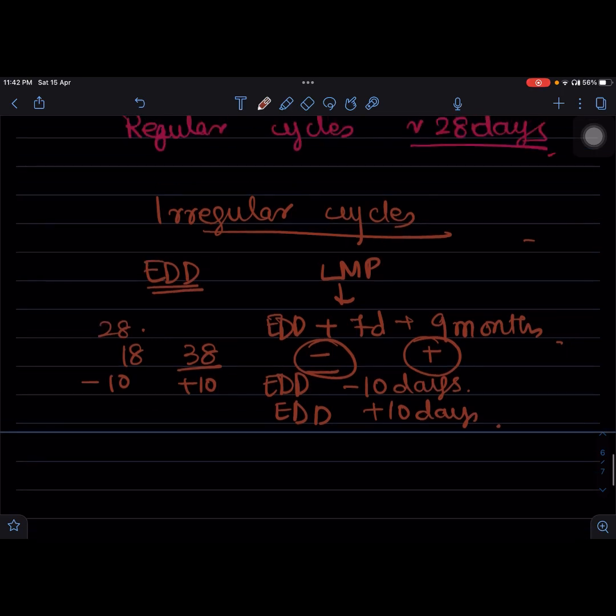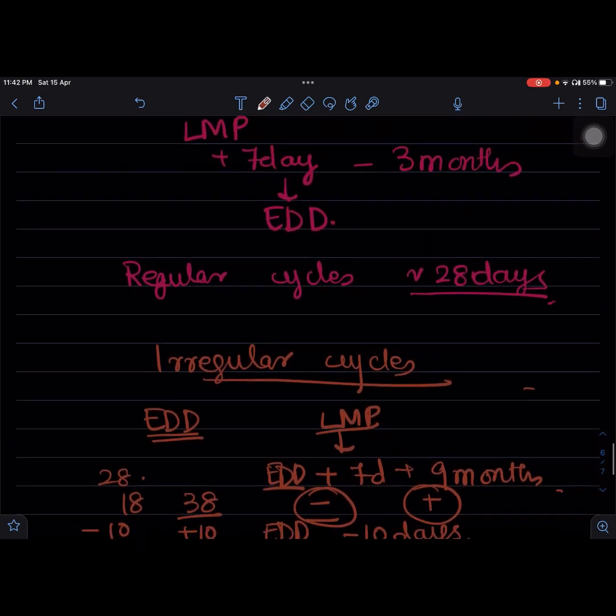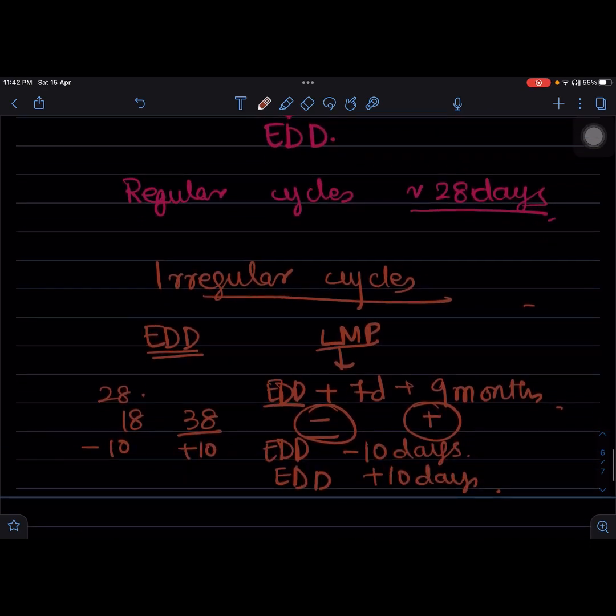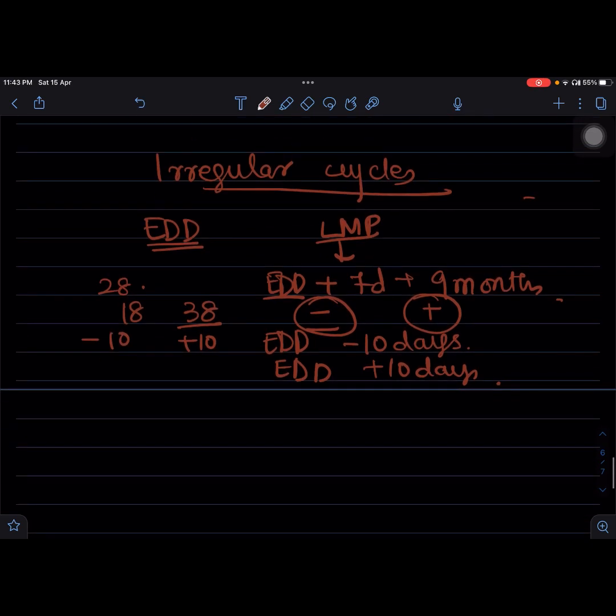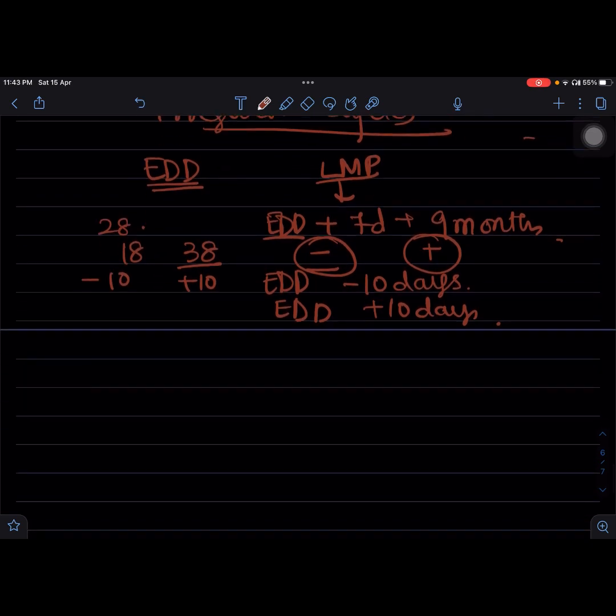So how to go about it? First, ask her LMP, the last LMP that she can remember. Calculate EDD from that LMP as we discussed above, 7 days plus 9 months, and then you can add or subtract the number of days which are more than the 28 day cycle, right? So that is how you calculate for irregular cycles.